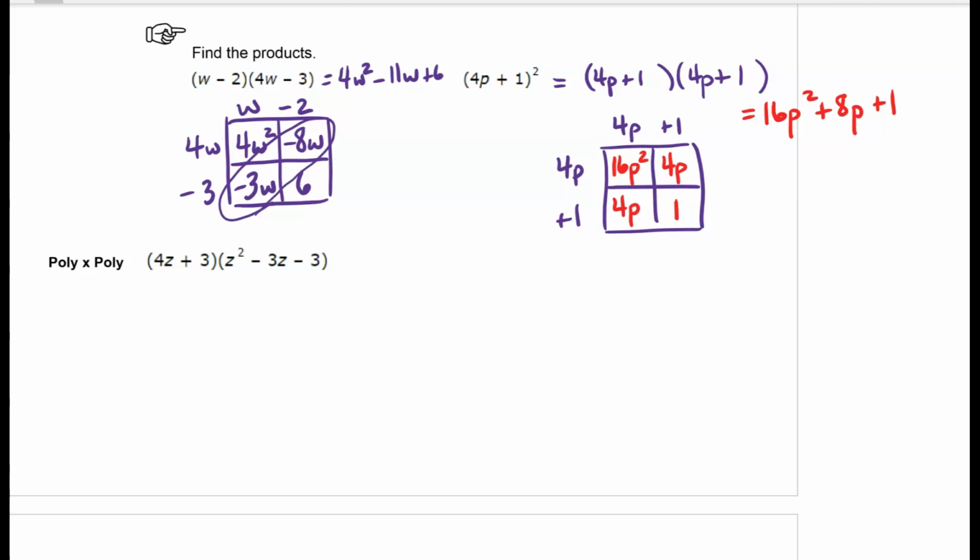Compare our next example to the ones that we worked before. We have a polynomial multiplied by a polynomial, but this time our first polynomial is a binomial with 2 terms, and our second polynomial is a trinomial with 3 terms. That just means we need a bigger box. So let's draw a box that has 2 rows and 3 columns, or you could do 2 columns and 3 rows.